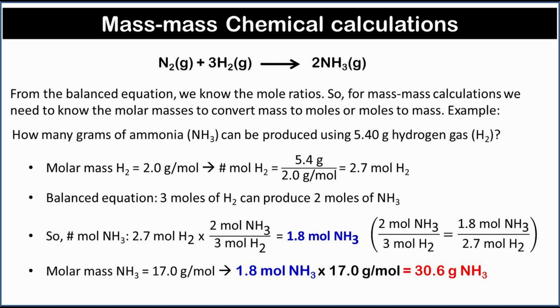Let's illustrate this with an example. How many grams of ammonia gas can be produced using 5.40 grams hydrogen gas? First, we need to convert the mass of hydrogen gas into moles of hydrogen gas. 5.4 grams is equal to 2.7 moles of hydrogen gas. Then use the appropriate mole ratio. 3 moles of hydrogen gas can produce 2 moles of ammonia gas. Finally, we need to convert the moles of ammonia gas into grams of ammonia gas.